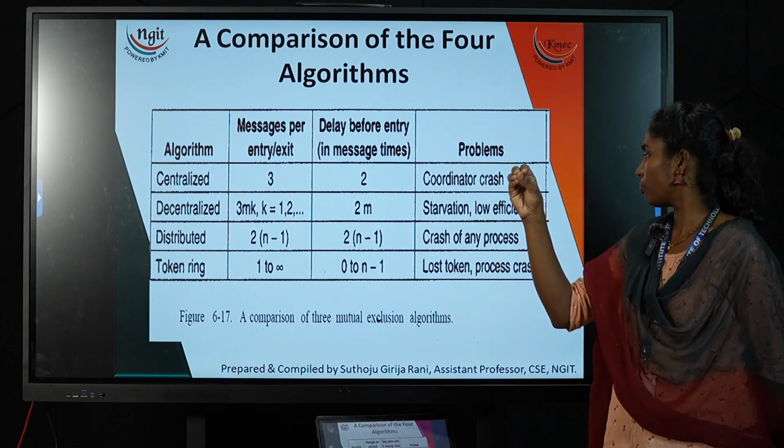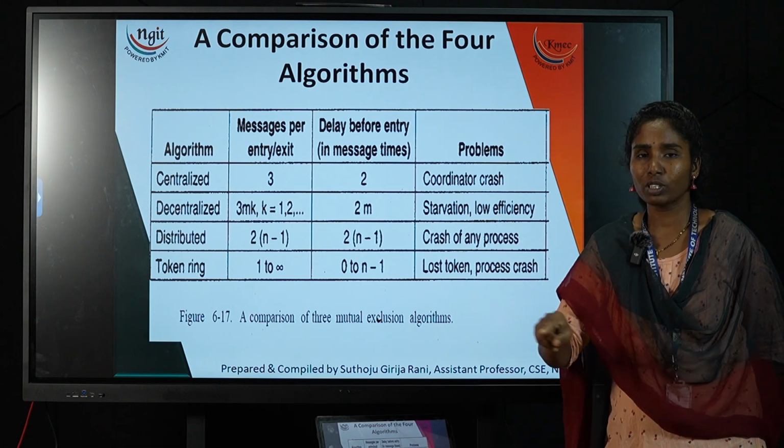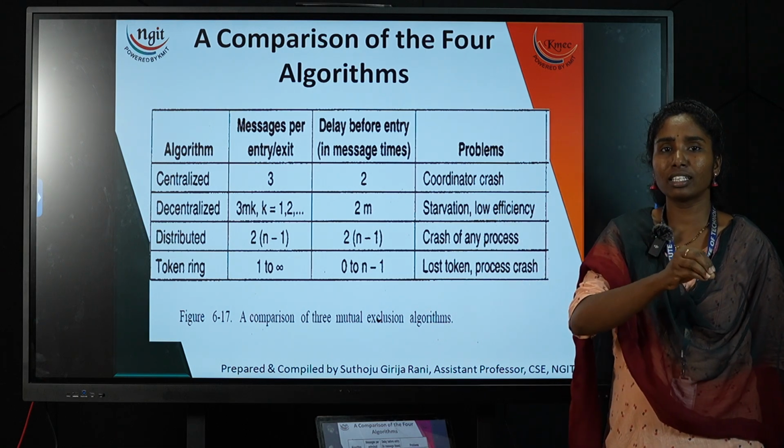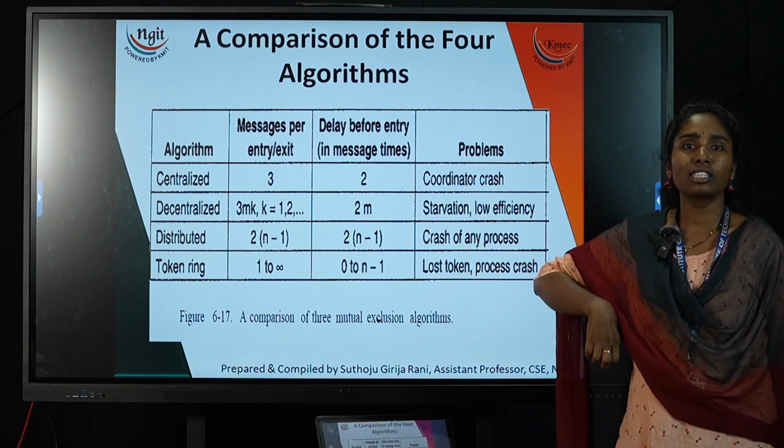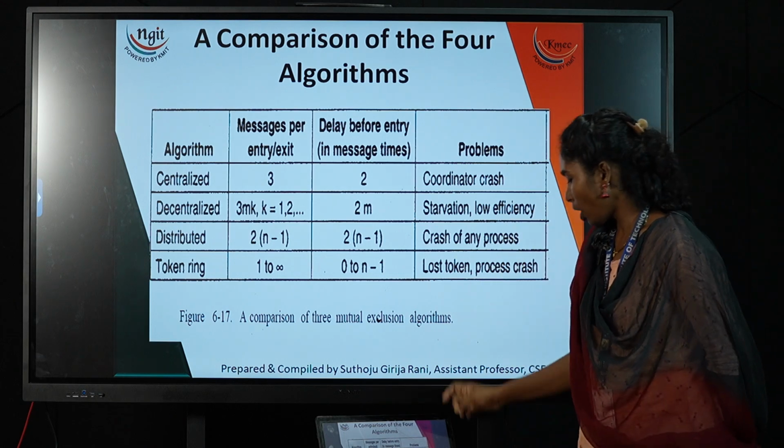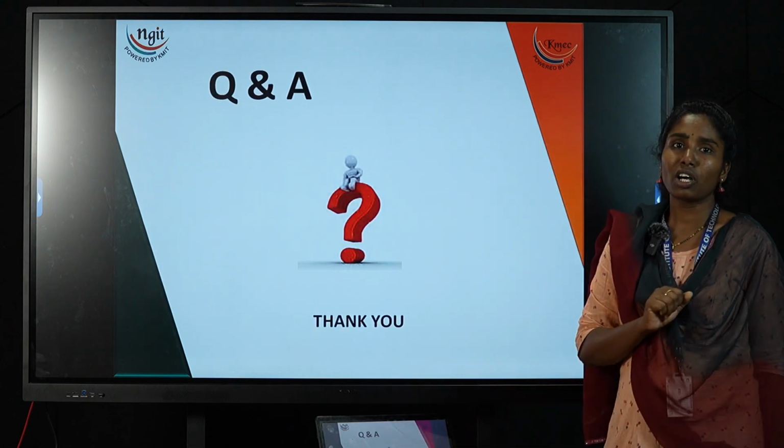The token will be moving all around the processes, right? So if the token gets lost, then our processes may crash and we will be in starvation mode, right? So this is all about mutual exclusion algorithms.